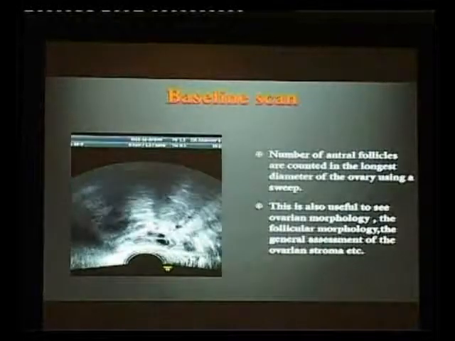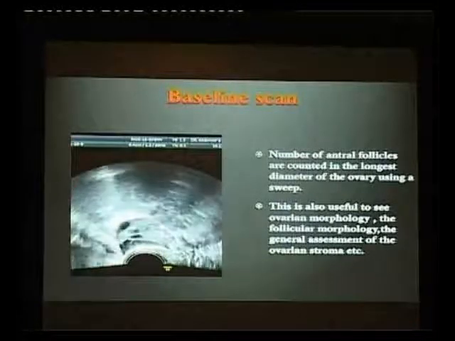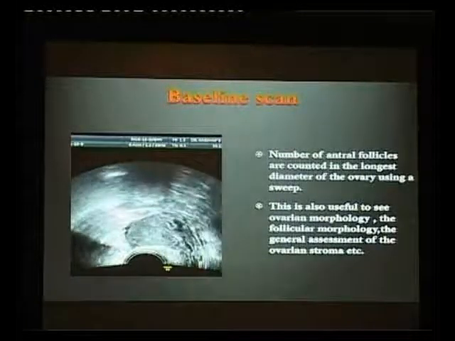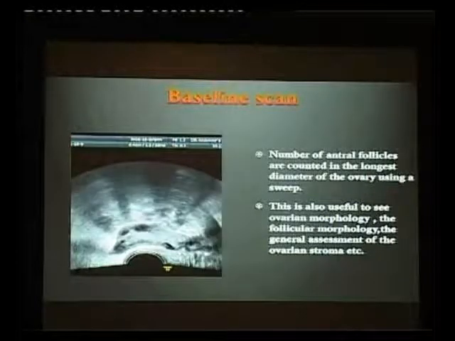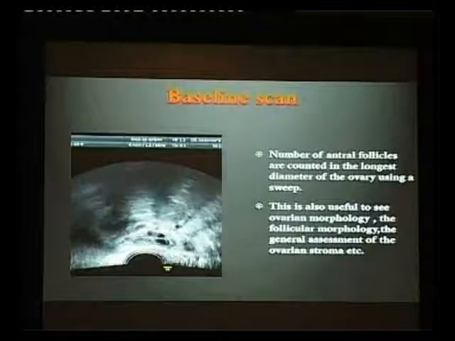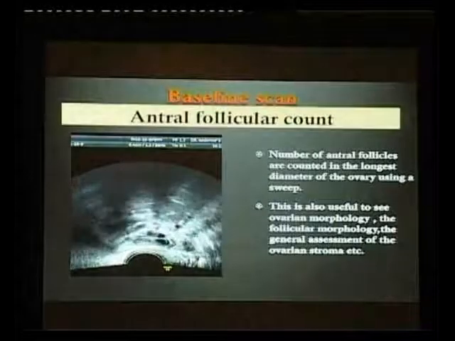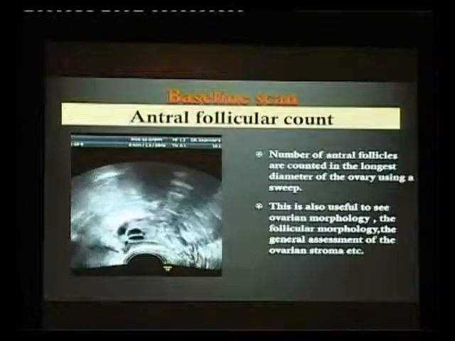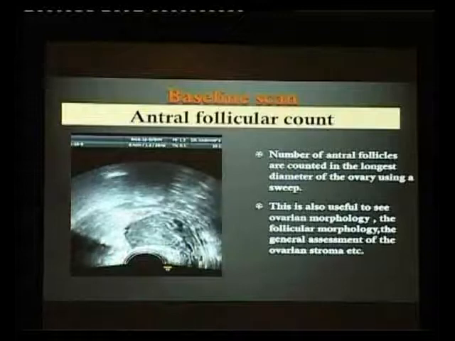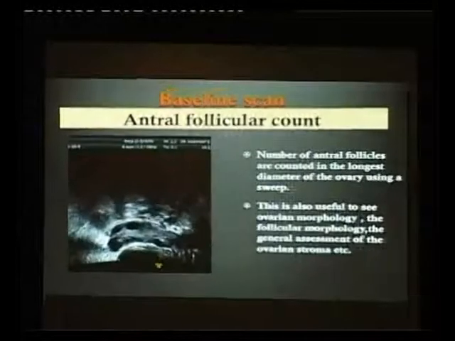First, the baseline scan, we look at the ovaries. We will look at the antral follicles, which are counted in the longest diameter of the ovary using a sweep. This is on a routine 2D, where once we insert the TVS probe, we localize the ovary and we rotate the ovary till the time we get the longest section of the ovary. And from one end to the other end, we'll sweep the ovary and count the number of follicles.